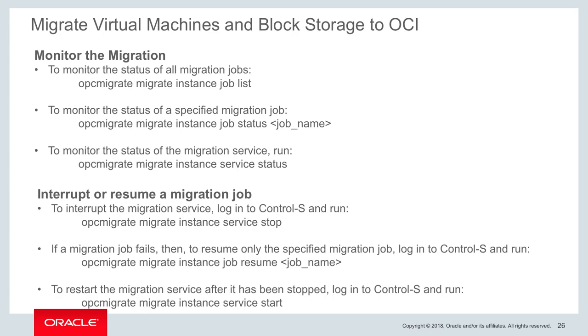If you want to interrupt or resume a migration job, log into the Control S server and run opc-migrate migrate-instance service stop to stop the job. If a migration job fails, then to resume only the specified migration job, log into the Control S server and run opc-migrate migrate-instance job resume, and specify the job name. To restart the migration service after it has been stopped, log into the Control S server and run opc-migrate migrate-instance service start.